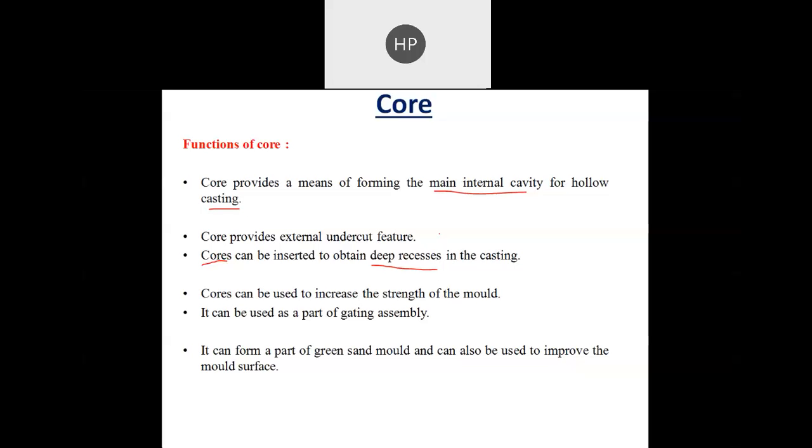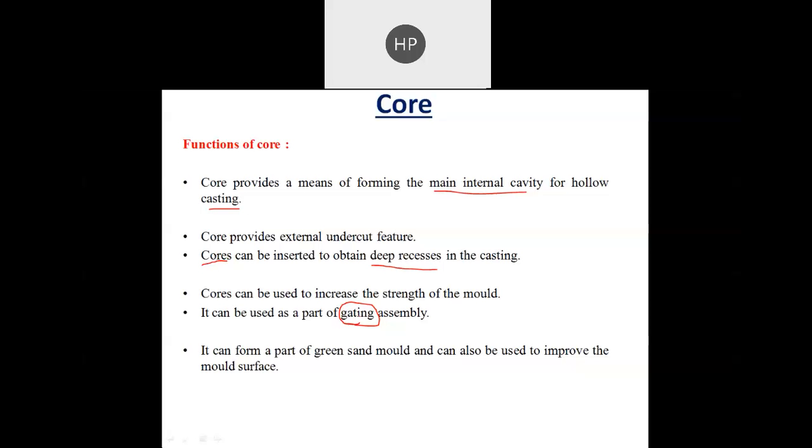and it can be used as a part of the gating system. The core itself can be used as a part of a gating system. What is gating system? That we are going to see in our subsequent slide, or maybe in an upcoming lecture. We will discuss there what the gating system is.